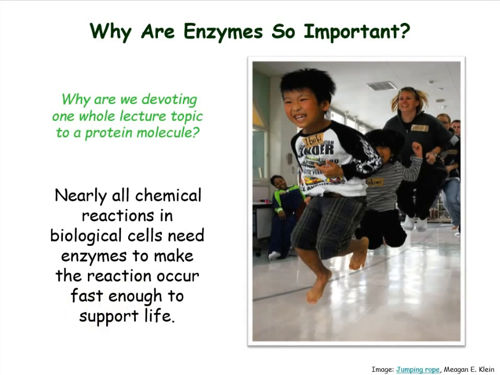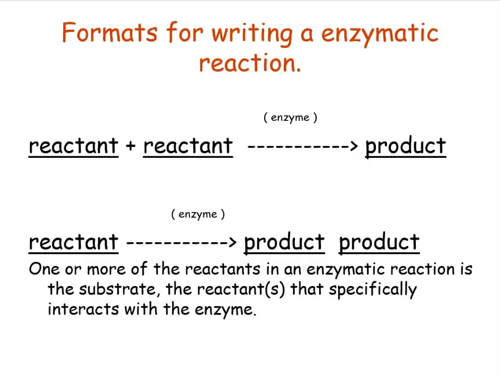Enzymes definitely help you do work faster. They help support life. Without them, your digestive system would take 10 times longer to work than it does now. And when we write what's going on with an enzyme, we use this reaction where we have reactant plus reactant, and an enzyme will equal a product. So this is going to be one substrate plus another substrate come together in this enzyme to be a product.